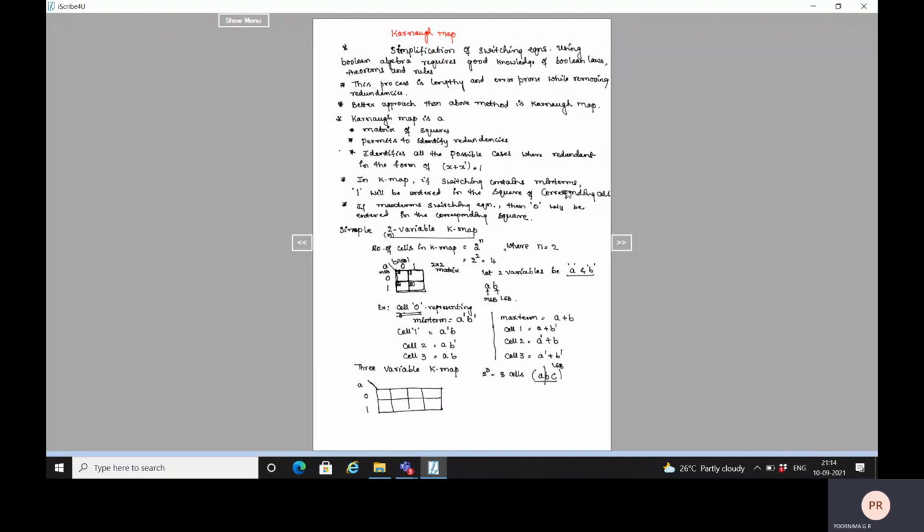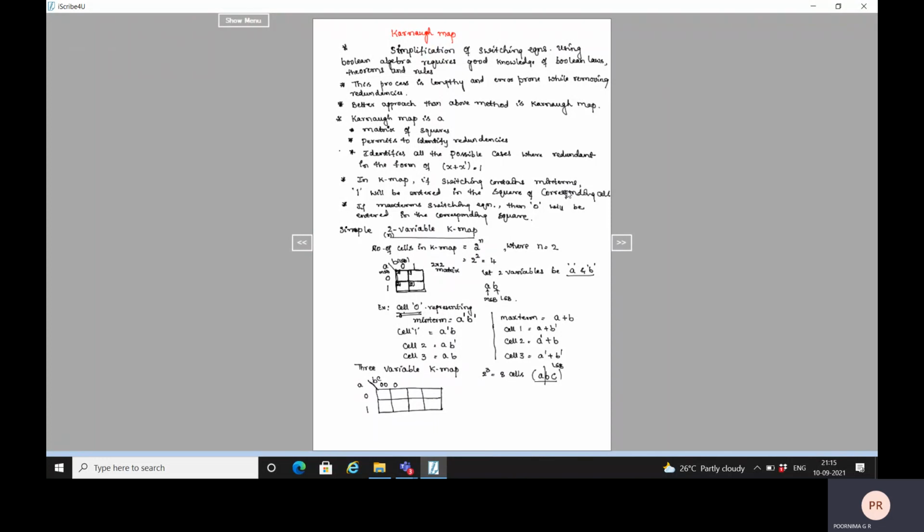The other 2 variables BC are representing the columns, and when we are placing these values, we always need to make use of the gray code method. In a gray code, from one minterm to another minterm, there will be a minimum change of 1 bit. So we are using the gray code for these 2 bits, 0 0, 0 1.